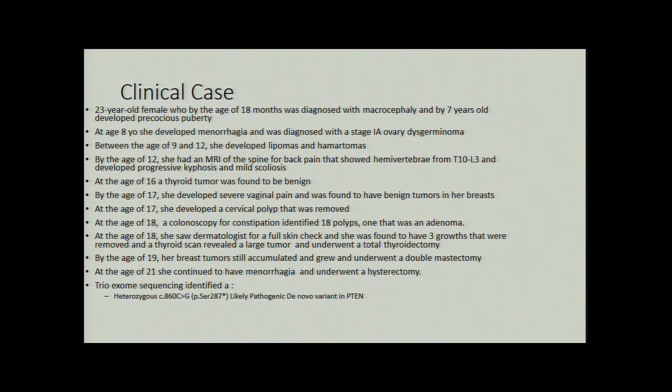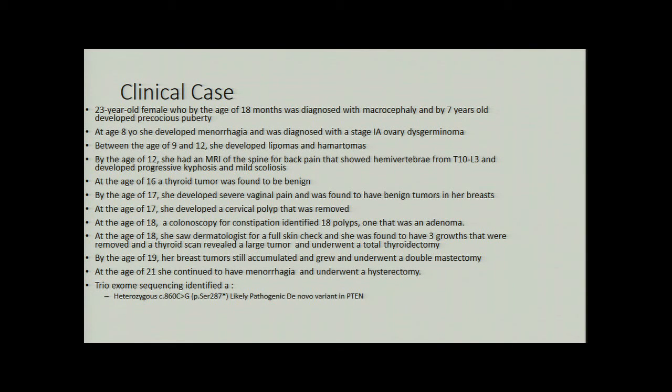By the age of 16, she had a thyroid tumor that was benign. By the age of 17, she developed severe vaginal pain and was found to have benign tumors in her breast as part of a general workup for hormonal causes. She was then found to have a cervical polyp that was removed, and a colonoscopy, because she had symptoms of severe constipation, identified 18 polyps, one of which was an adenoma, again at the age of 18. She then saw a dermatologist for a full skin exam, and she was found to have multiple growths of her skin.